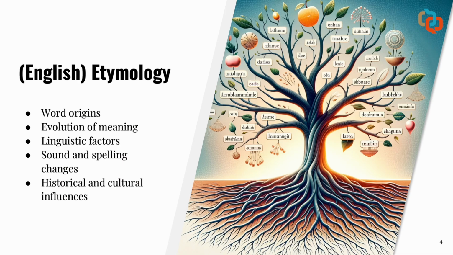Before talking about how English words are formed or combined, let's first talk about where they come from. The study of language origins is called etymology. This study touches upon a number of aspects.